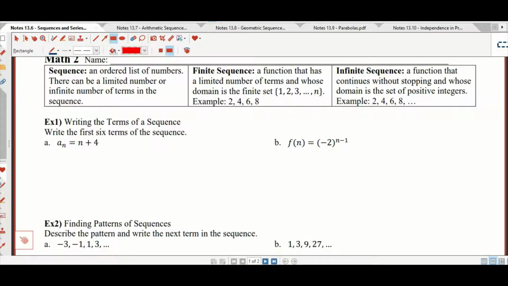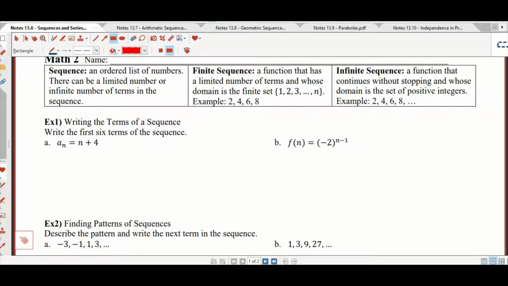A finite sequence is a function that has a limited number of terms, whose domain is the finite set 1, 2, 3, up to n. An infinite sequence is a function that continues without stopping, and whose domain is the set of positive integers, 2, 4, 6, and so on and so forth.